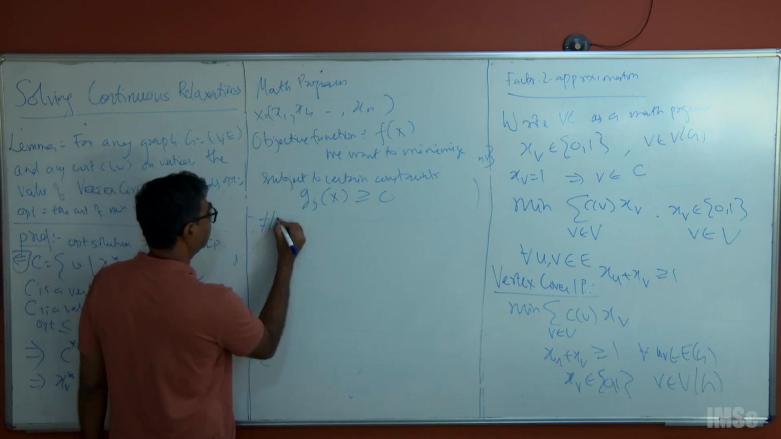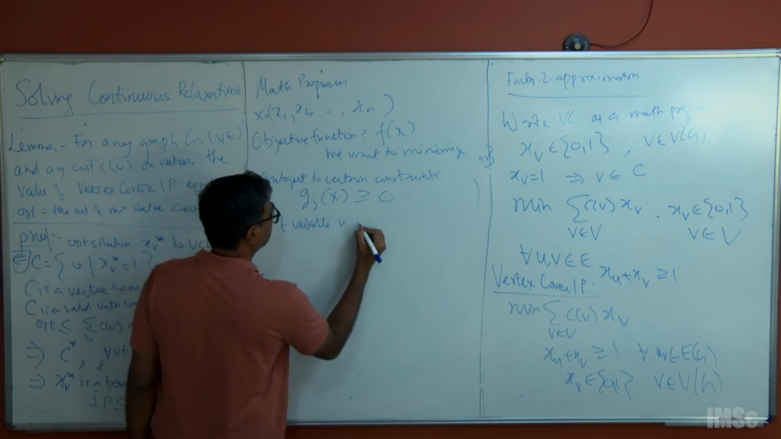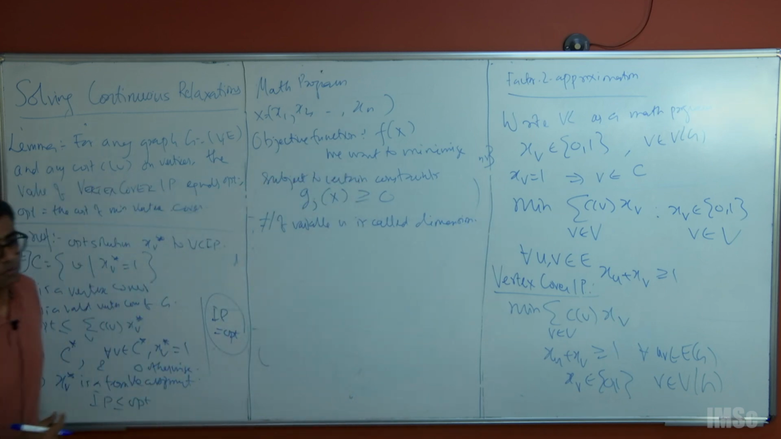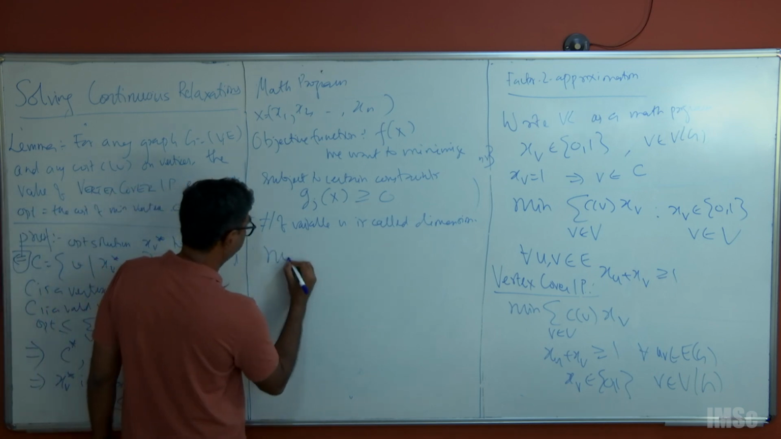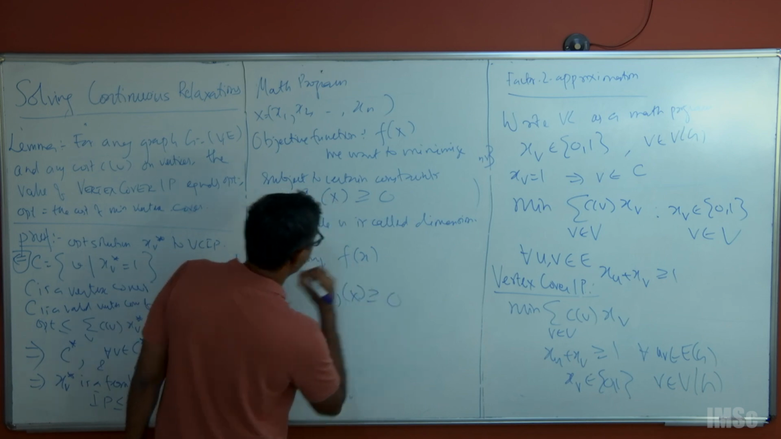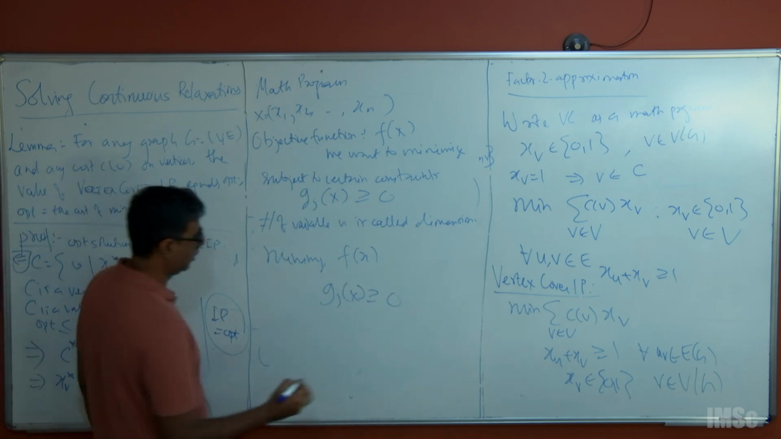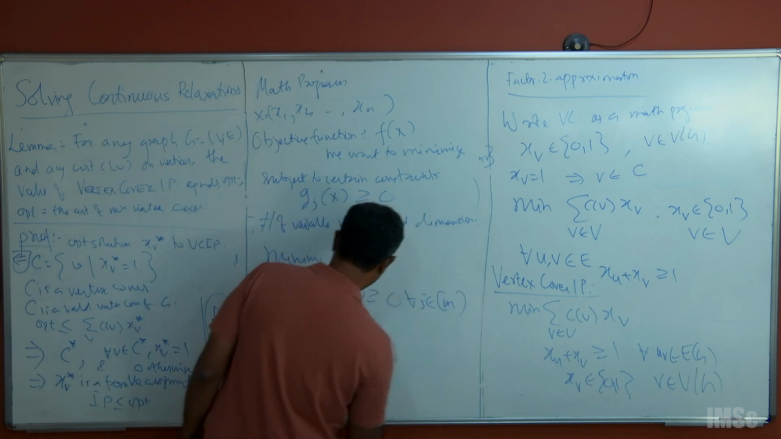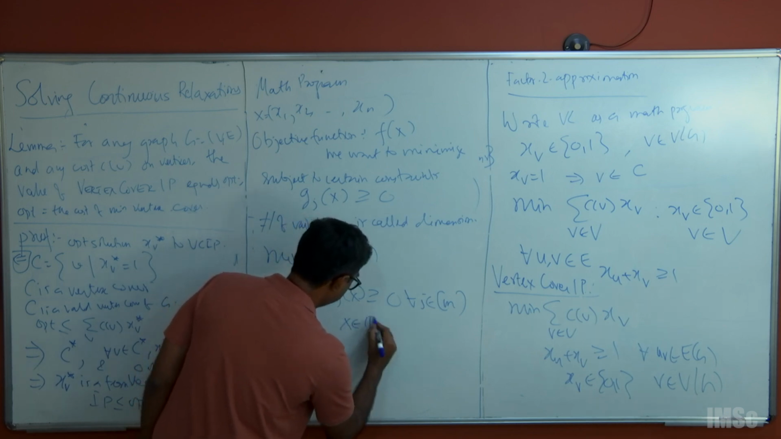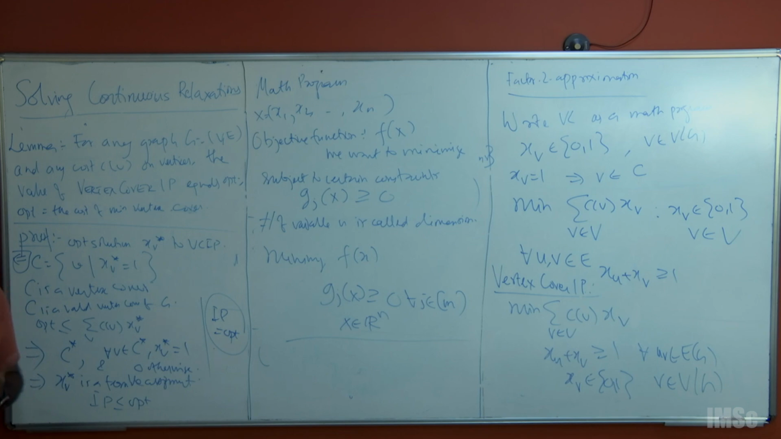And the number of variables n is called the dimension. So, whenever you see dimension in math programming, it is basically the number of variables. So, what is this general program? It is minimize f of x subject to g j of x greater than or equal to 0, for all j in 1 to m, and what is the property? That x is in R^n. So, x is a vector in n dimensional space, R to the power n.